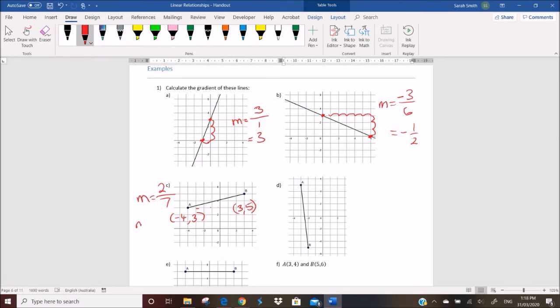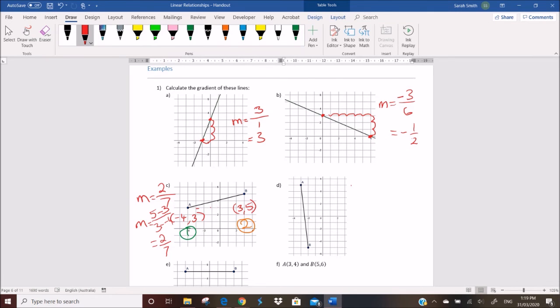Now if we were using the formula, we need to look at our 2 points. So if I say that this is my first coordinate, this one is my second coordinate, then for our rise, we would have 5 minus 3 divided by 3 minus 4. That's going to equal 2 over, a minus and a minus makes a positive, so 2 over 7. So we're going to get the same answer either way. It's a positive gradient, so we've got a positive number, which is all good.